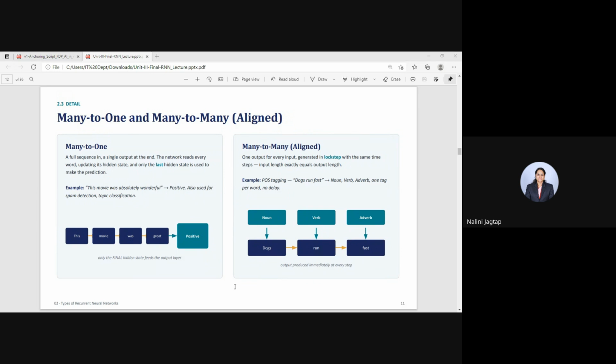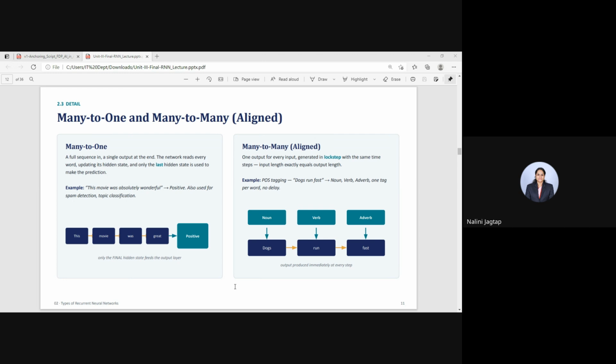Many to one takes a full sequence as an input, but produces just a single output at the end. Again, this is extremely common in practice. The clearest example is sentiment analysis. Given the sentence, this movie was absolutely wonderful and moving, the network reads the entire sequence of words, updating its hidden state along the way. And only at the very last time step does it output a single label, which is positive.